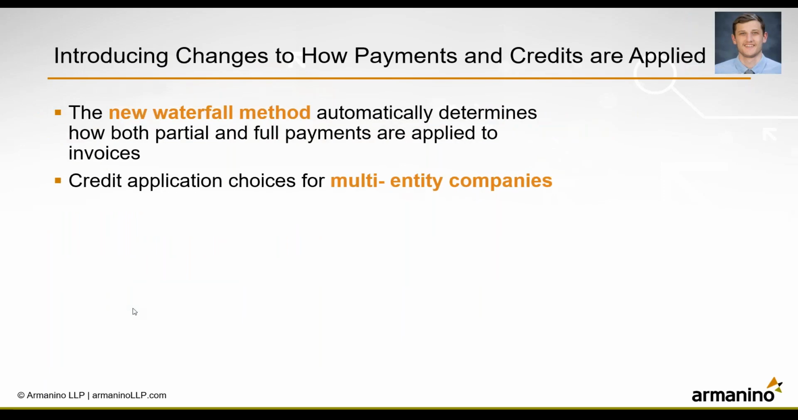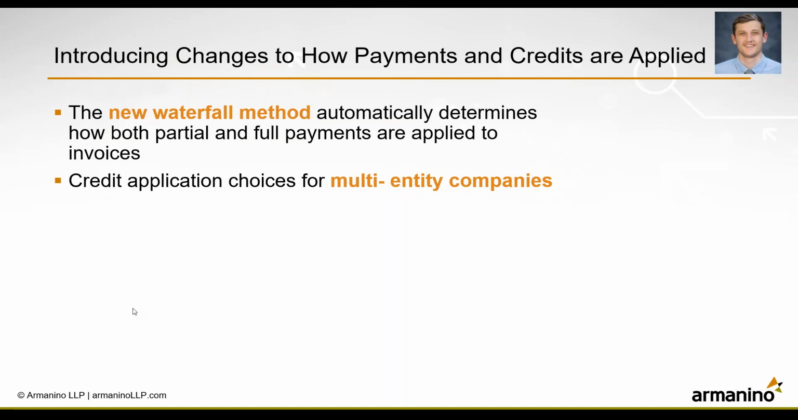Next, we have introducing some changes to how payments and credits are applied. So how does this work? It's a new waterfall method that's going to automatically determine how both your partial and your full payments are going to be applied to invoices. So when using this method, a payment or a credit is going to be applied to the first line of the invoice, and then it's going to move down and down until each line is fully consumed. Partial payments will be made in the same way, except that any additional payments continue at the next line that has a balance.